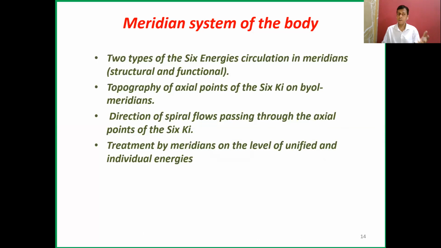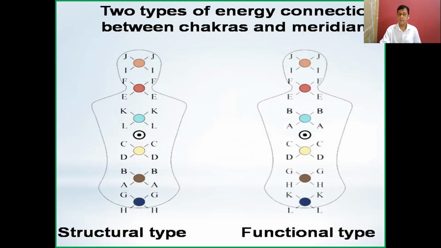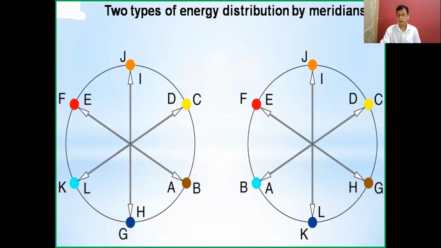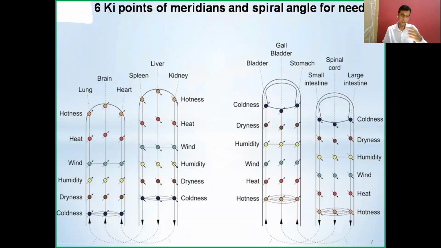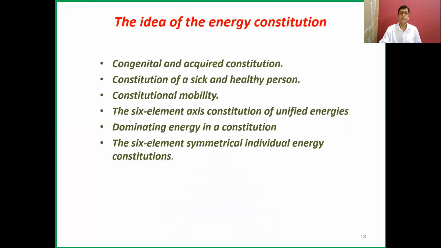And the next part, we will discuss the topography of axial points. Earlier we used 5 key points, but now Professor has given us the 6 key points. So what is the axial relationship of these 6 key points, the meridian, the 2 types of circulation of meridian, and the 6 key points and their angle of direction of needling? This all we will discuss, and how to practice this in the primary meridians and the secondary correspondence. This we will do. And the next part is the most important part.